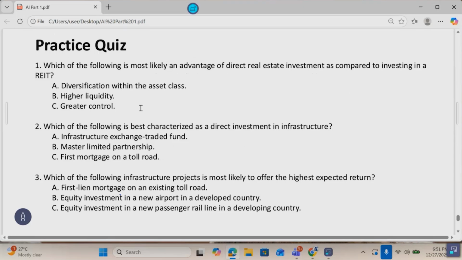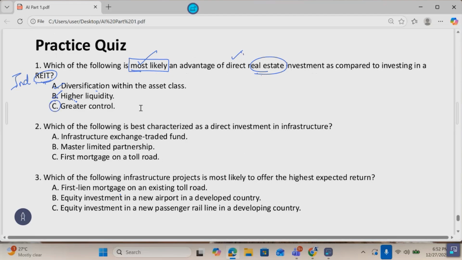First one. Which of the following is most likely an advantage of direct real estate? Now read the words most likely. Most likely means, now remember, both could be an advantage, but I want to know which one is more likely an advantage. Now direct real estate, which is direct. Remember REIT. REIT is indirect, right? So directly investing in real estate versus indirectly, which is better? REIT is listed, right? So REIT has a higher liquidity. Correct? And REIT has a higher diversification. But when you directly purchase real estate, you have better control.